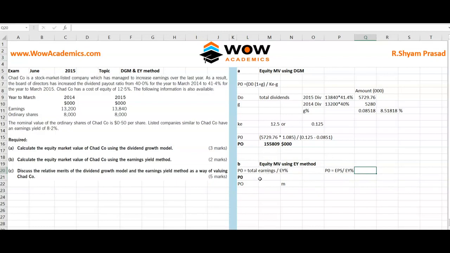So we'll work it out like this. The P0 number is equal to the formula. First we have to get the total earnings, which is 13,840, divided by the earnings yield. The earnings yield is 8.2%, so we'll put it as 0.082. That will give us our answer.